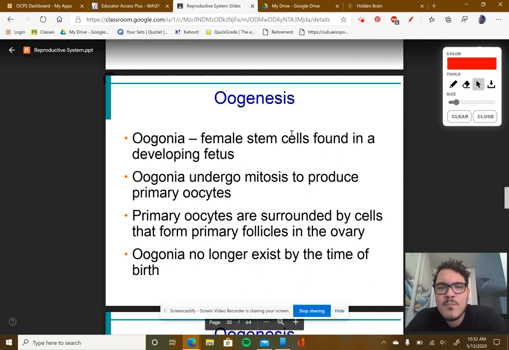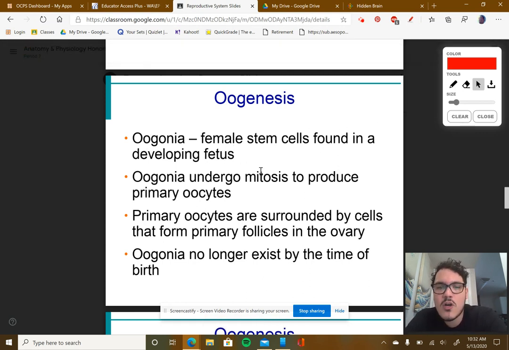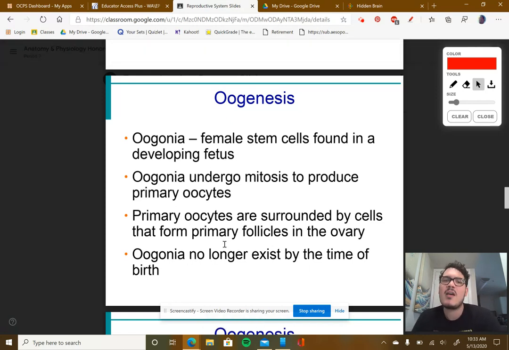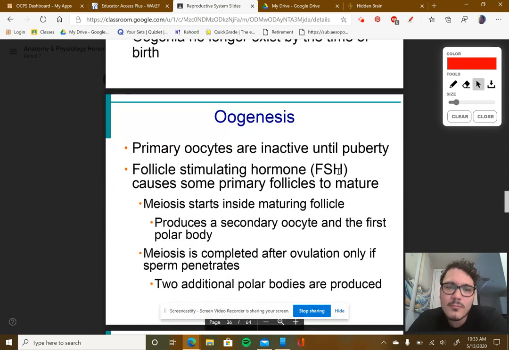The oogonia, these are female stem cells found in a developing fetus. The oogonia will undergo mitosis to produce primary oocytes. The primary oocytes are surrounded by cells that form primary follicles in the ovary, and the oogonia no longer exist by the time of birth. So these are just basically these predecessor cells that inevitably will become those ova that will be kind of frozen, if you want to think of it that way. They're just kind of locked in stasis until they're needed, until they're released.